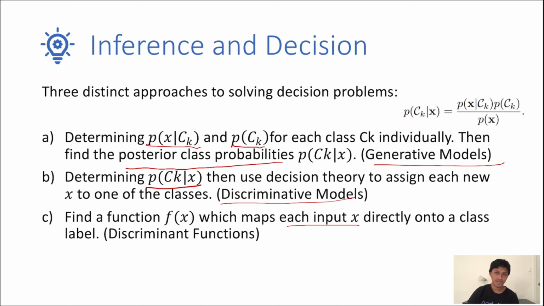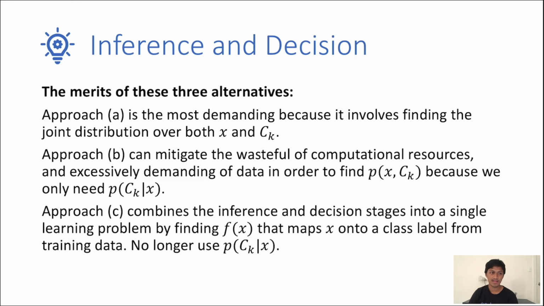And the last one is what we call a discriminant function, which maps the input x directly onto the class label. The merit of these approaches is that the first one, approach A, is very demanding because we need to compute the joint distribution over x and Ck. We need to compute p(x|Ck) as well as the prior probability p(Ck). So it will be problematic if the training data is very large. To mitigate this problem, we use approach B, where instead of calculating the joint distribution, we only need to compute the posterior probabilities.